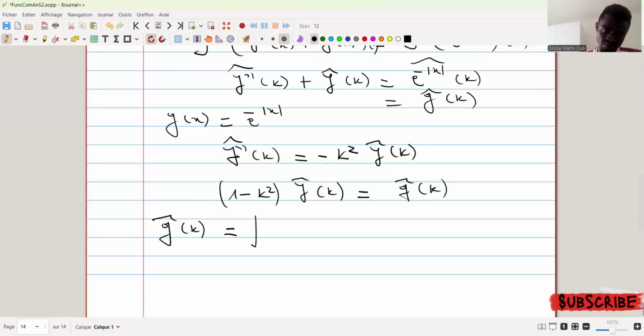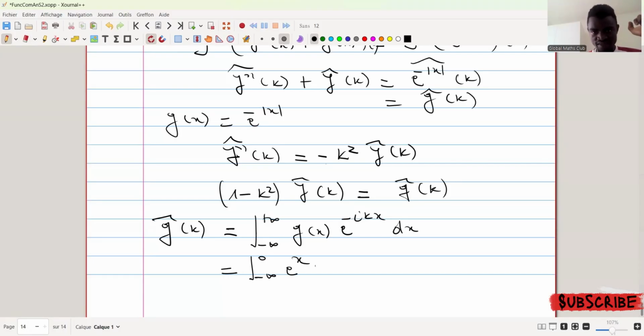So this one is the integral from minus infinity to plus infinity of exponential minus absolute value of x, times exponential minus ikx dx. So we know that when x is negative, the absolute value of x is minus x, so we are going to have exponential x here. When x is positive, the absolute value of x is x, so we are going to have exponential minus x here.